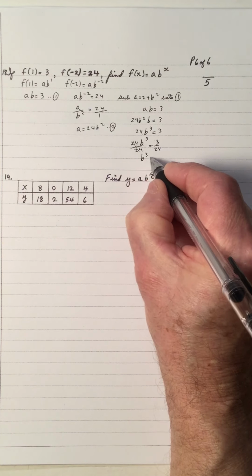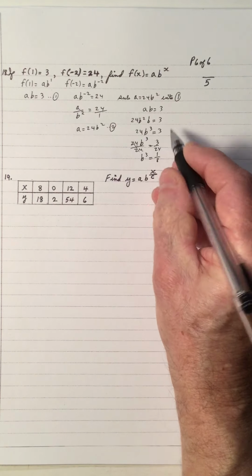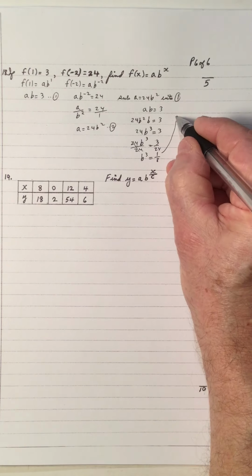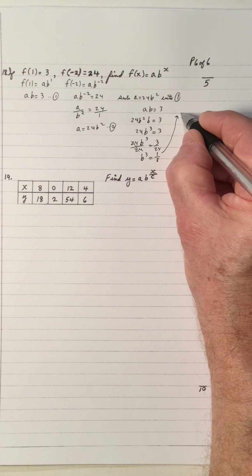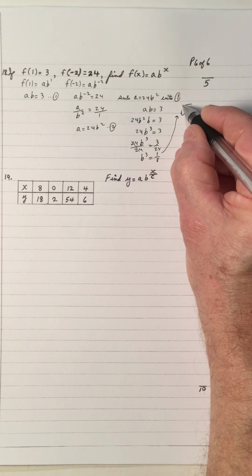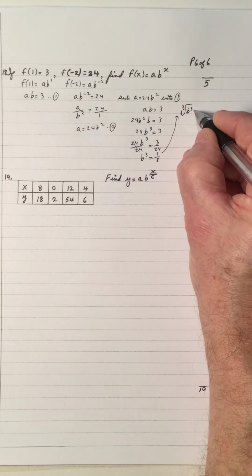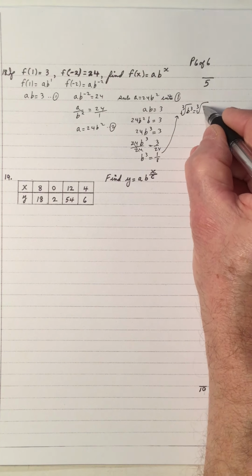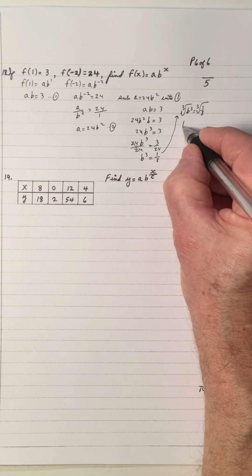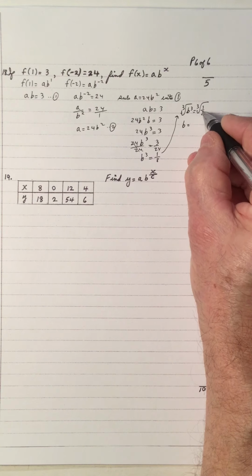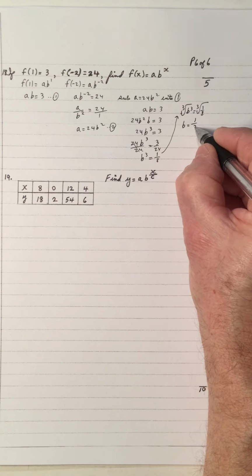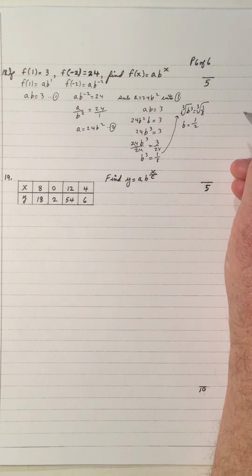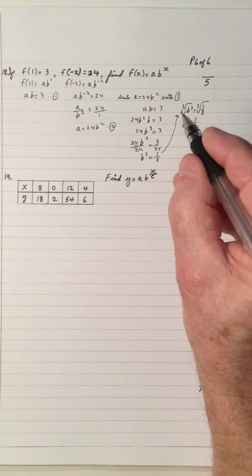So b cubed is 1 over 8. So that means that we can take the cube root. The cube root of b cubed equals the cube root of 1/8. The cube root of b cubed is b. The cube root of 1/8 is 1 over 2. So we have b to be 1 over 2.